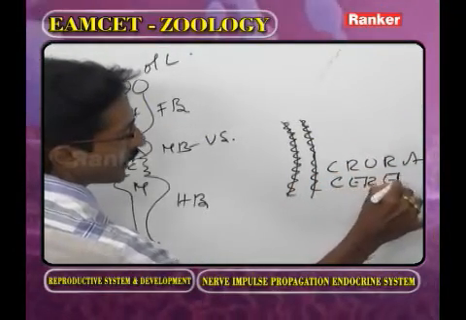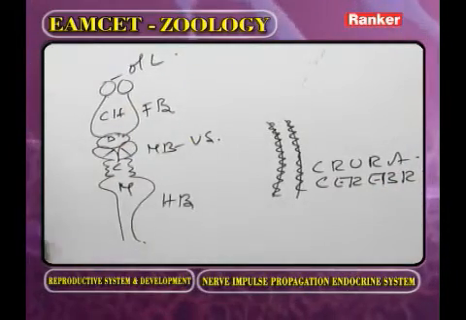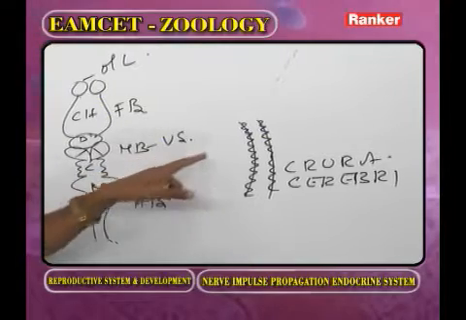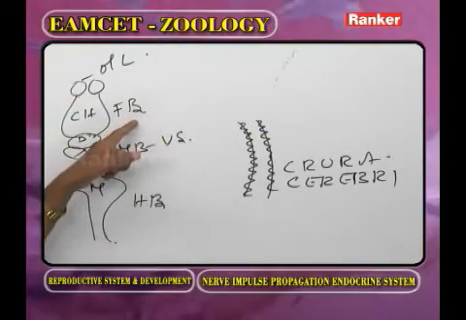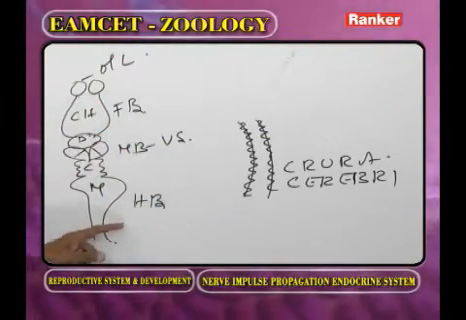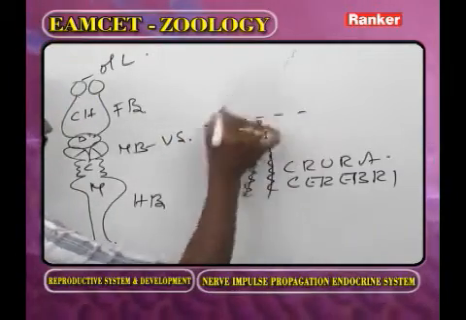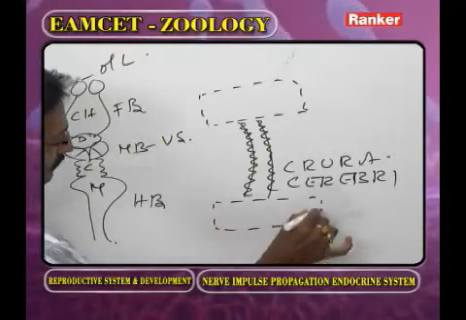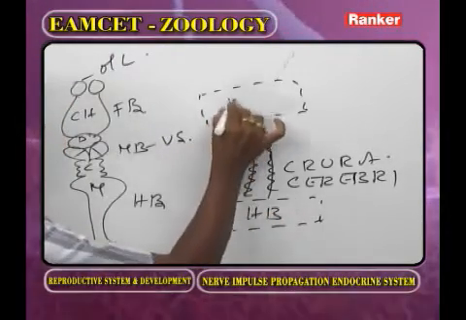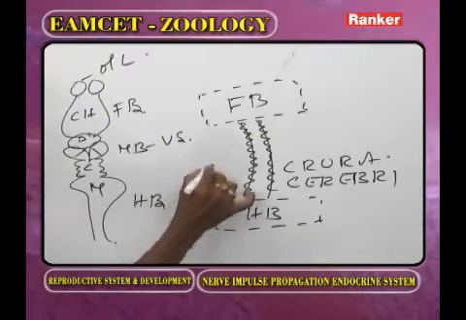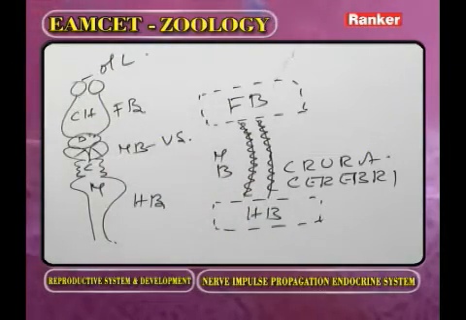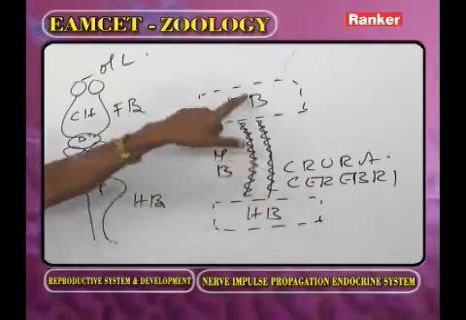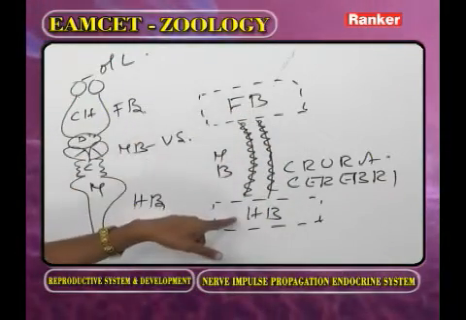cerebri. Crura cerebri. The crura cerebri are present on the ventral side of midbrain. The crura cerebri connect forebrain and midbrain ventrally. The ventral side is indicated by dots. This is hindbrain, this is the forebrain, and this one we call the midbrain. On the ventral side of midbrain, the crura cerebri ventrally connect the forebrain and hindbrain.